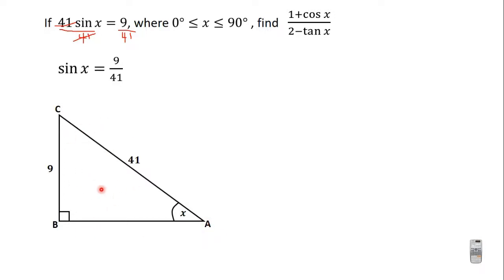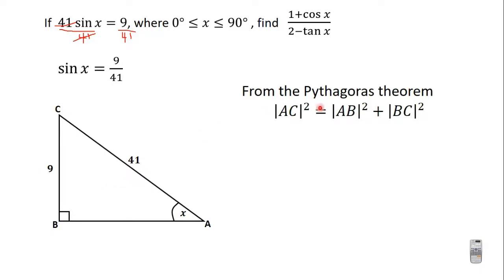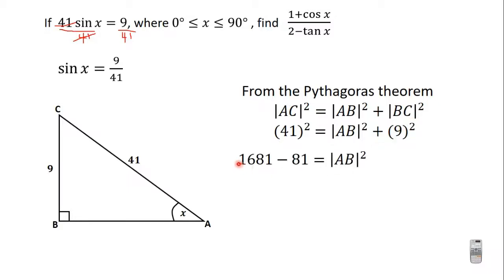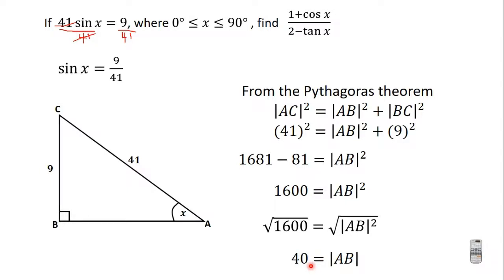This is a right-angled triangle, so we can apply the Pythagoras theorem. From the Pythagoras theorem, we know that AC squared is equal to AB squared plus BC squared. AC is 41, so 41 squared is equal to AB squared plus BC is 9, so 9 squared. This will give us 1681 minus 81, which is equal to AB squared. We have 1600 is equal to AB squared. So we take the square root of both sides and AB is equal to 40.